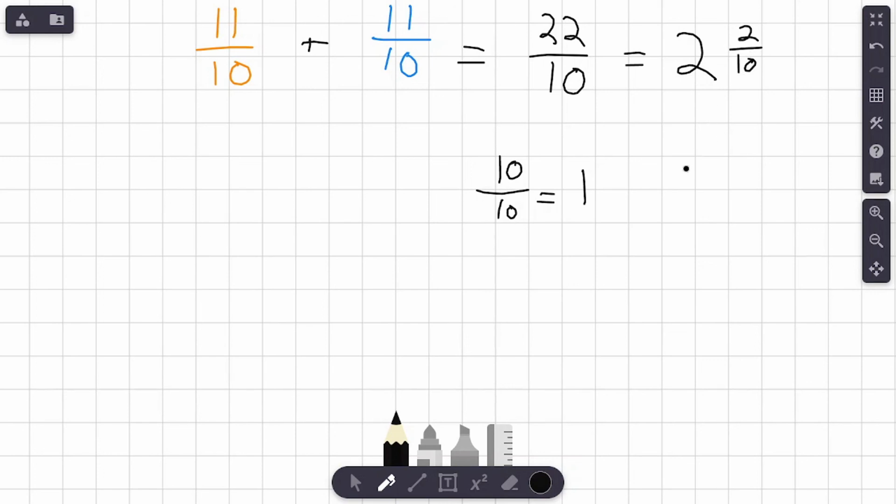So again, 22/10, that is a correct answer. 2 2/10 is a correct answer. This step here is that next step of your learning. So if you can get to this point, great. Once you get to this point, watch our other video for converting improper fractions to mixed numbers, and then you'll be able to do this easy peasy.